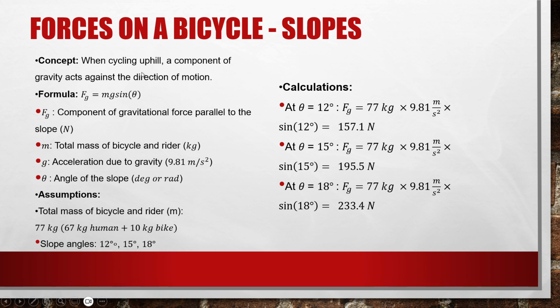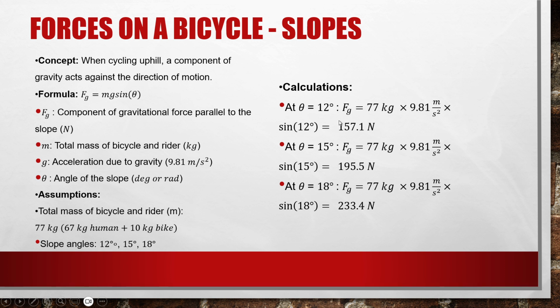And the next force is slopes. Depending on whether you're going uphill or downhill, gravity does act on your bicycle, obviously. The traditional formula is F_g equals mg sine theta, where m is the mass, g is the acceleration due to gravity, and theta is the angle of the slope. Here I assume the human to be 67 kilograms and the bike to be 10 kilograms, so in total it's 77 kilograms. And I assume slopes to be 12 degrees, 15 degrees, and 18 degrees.